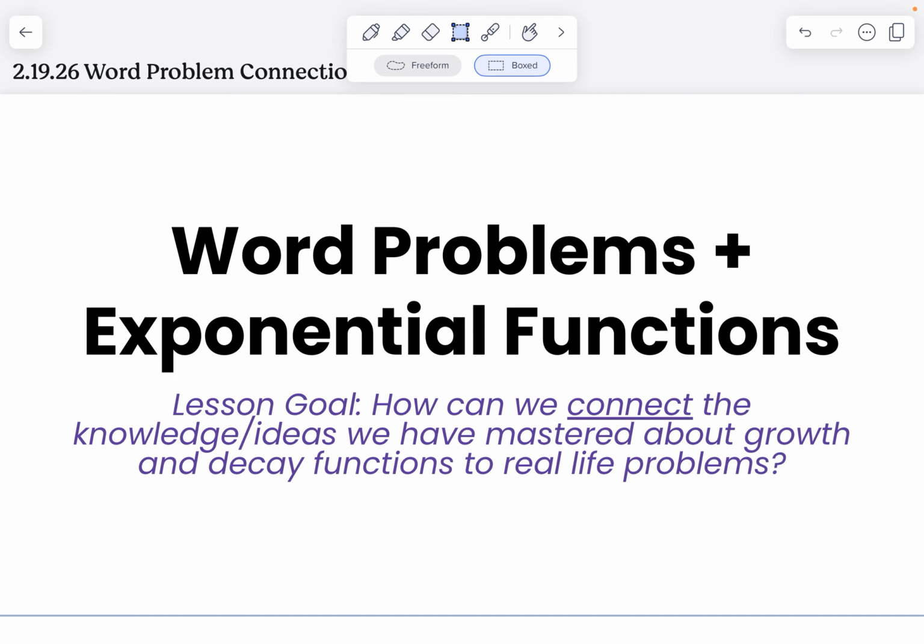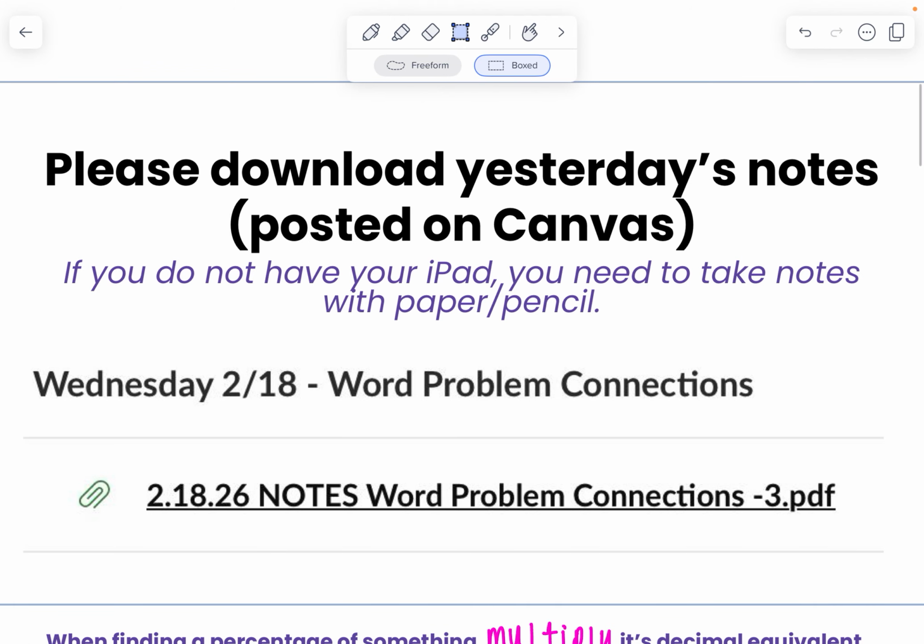So to do this, we didn't finish yesterday's notes. You're going to have to reopen yesterday's notes or download it if you didn't have your device yesterday. It's going to be posted under 21826 yesterday. You're looking to find this on Canvas or reopen it or open up your Notability app.